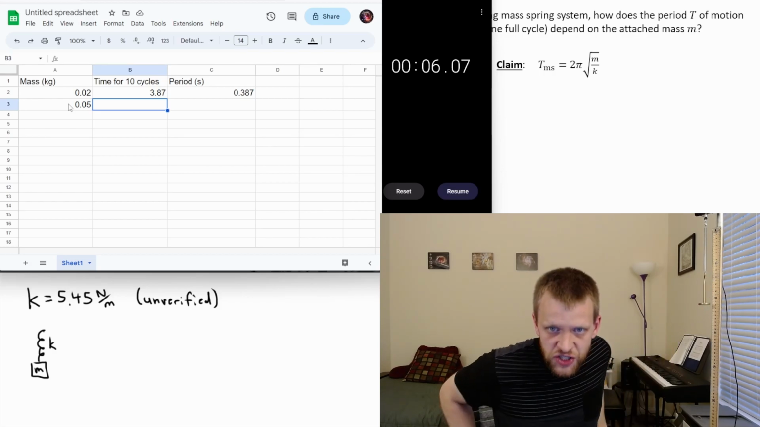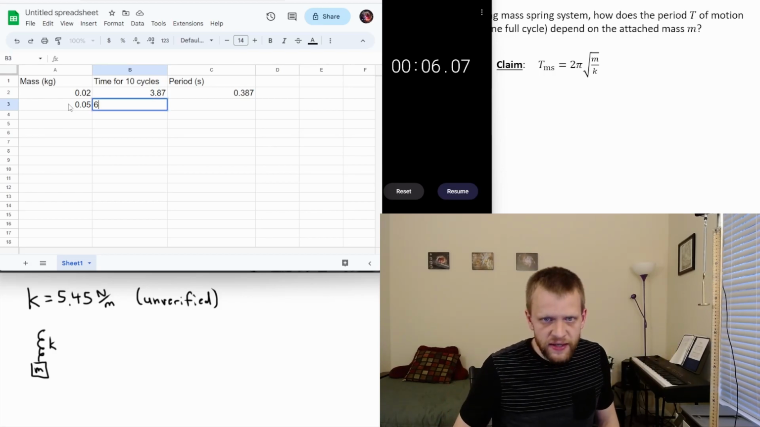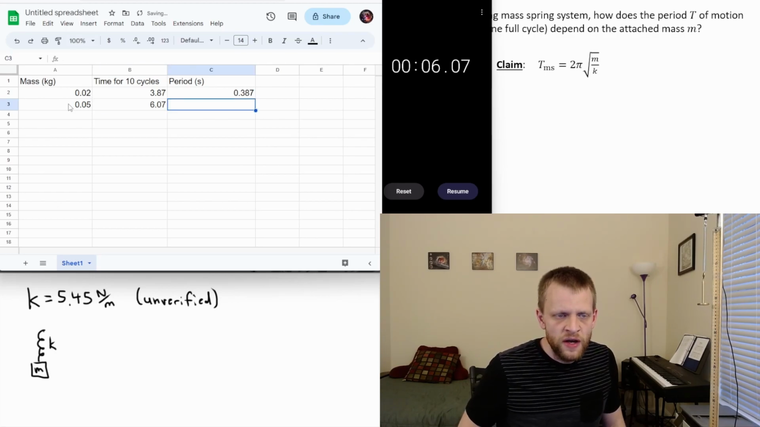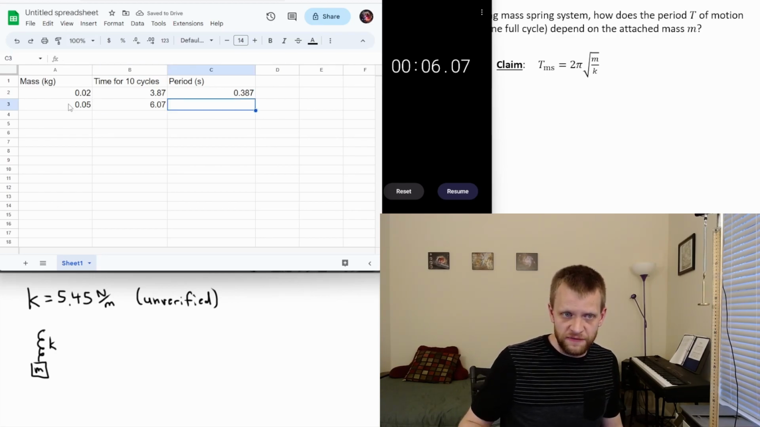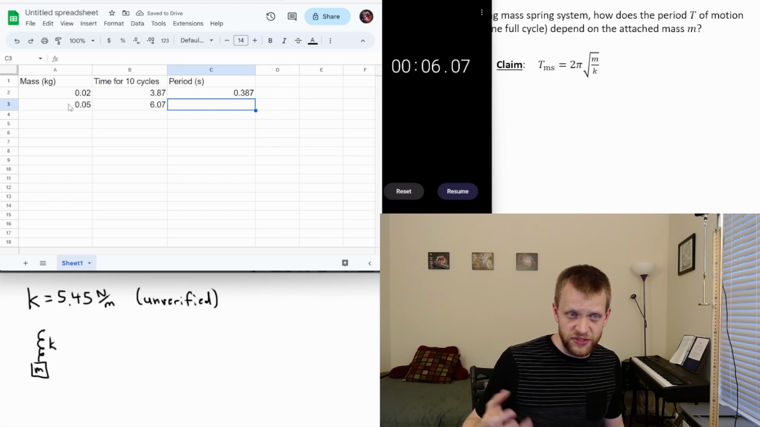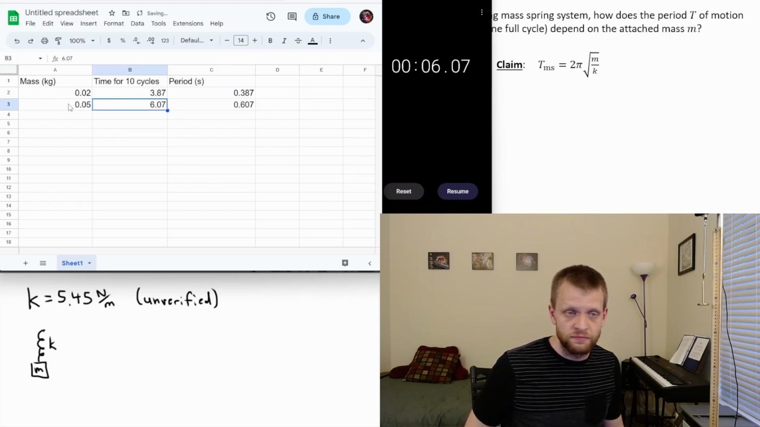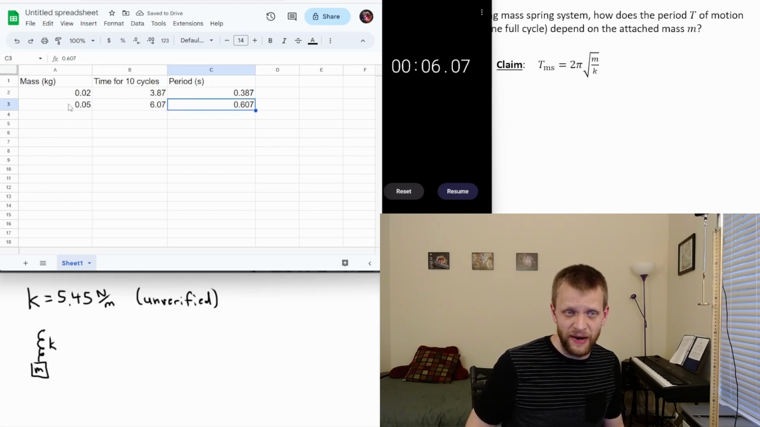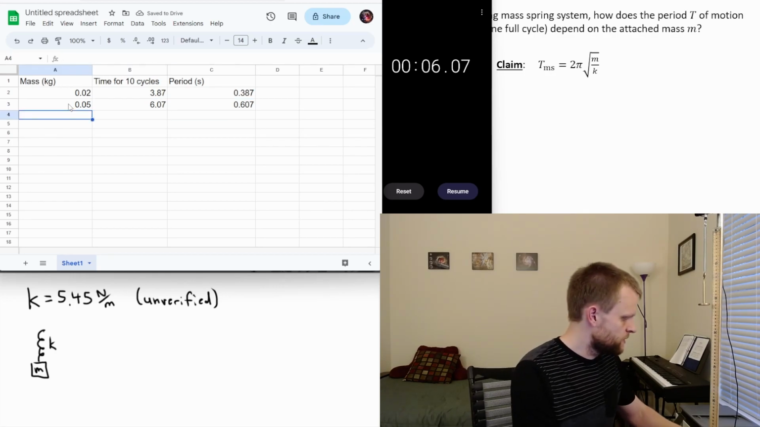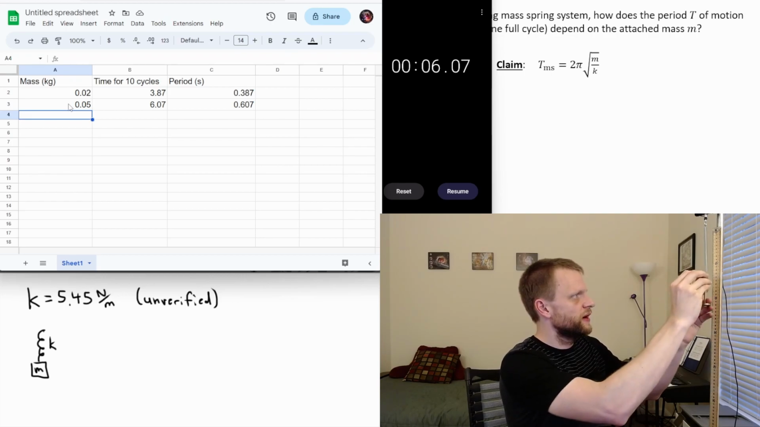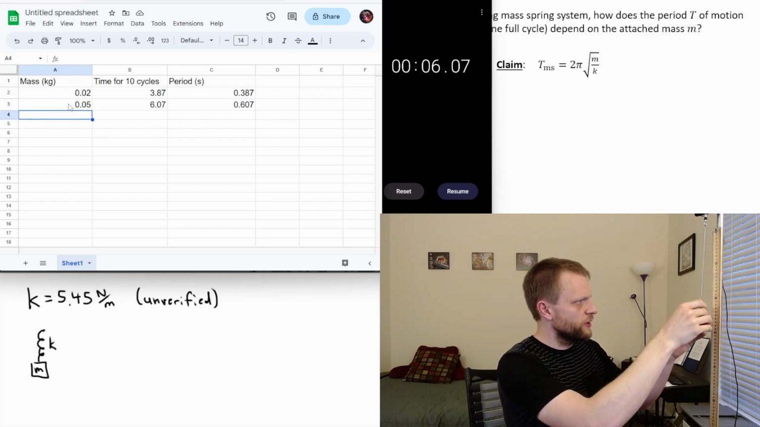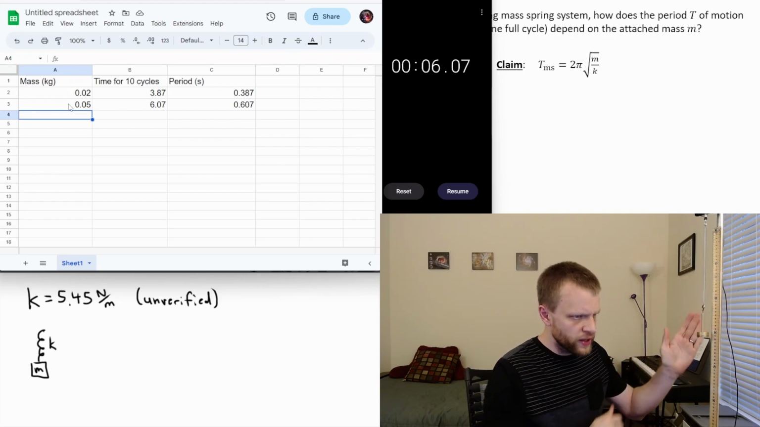Okay, I got 6.07 seconds, so let's go with that, 6.07. If 6.07 seconds was the time for 10 cycles, the time for one cycle would be 0.607, just the total time divided by the number of cycles. All right, let's add some more mass. So I'm going to add 50 grams. So now we're up to 150 grams.